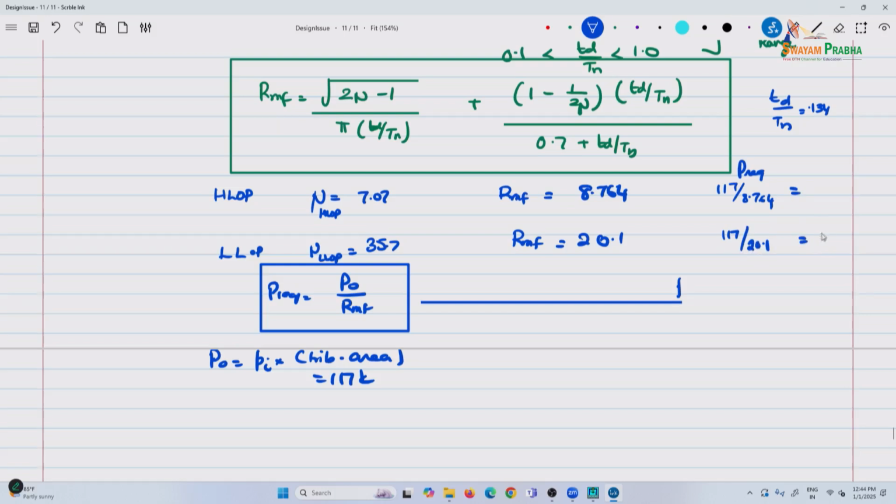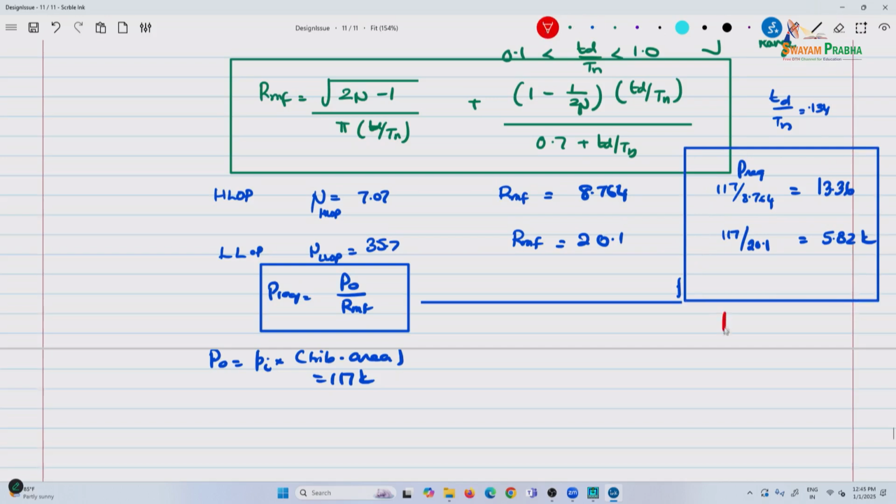And Rn is meanwhile 24.8. What are these numbers? 117 by 8.764, 13.26. And this is 5 point something. So, given these two, the Rn is 24.8.